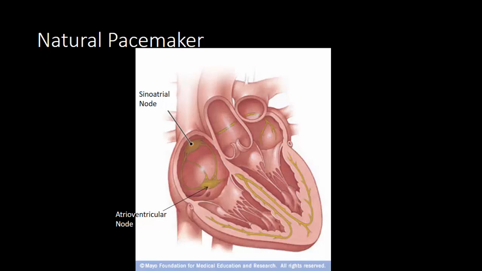This sinoatrial node produces an electrical impulse that tells the atria to contract. Then the electrical impulse travels to the atrioventricular node, which uses that impulse to force the ventricles to contract. Please note that the atrioventricular node is also in the right atrium, but on the wall of the ventricle.